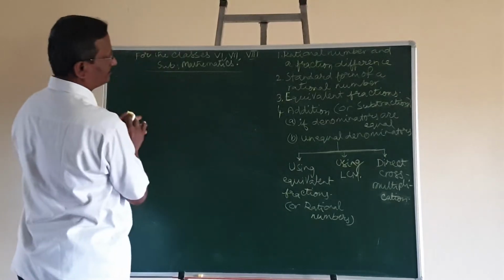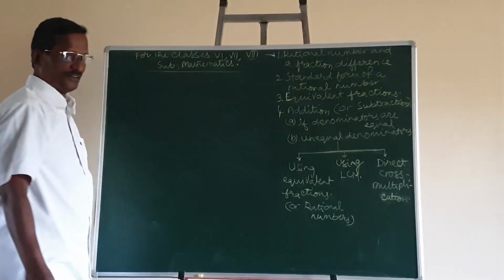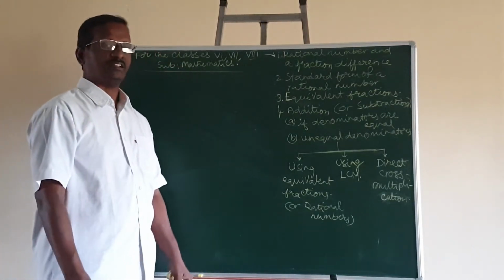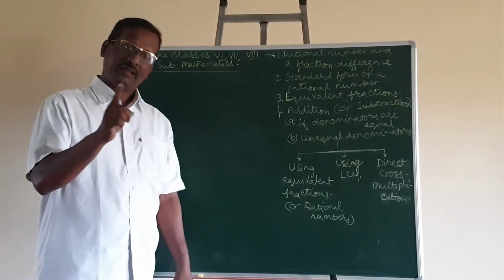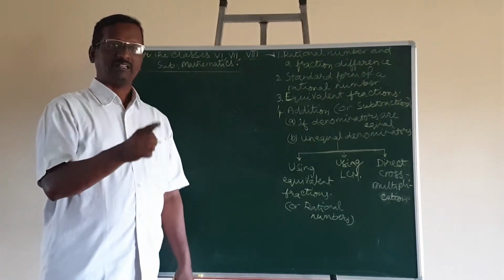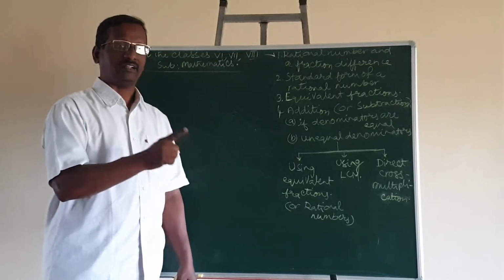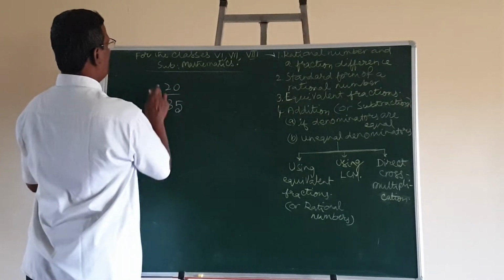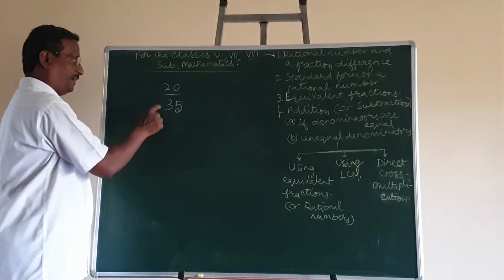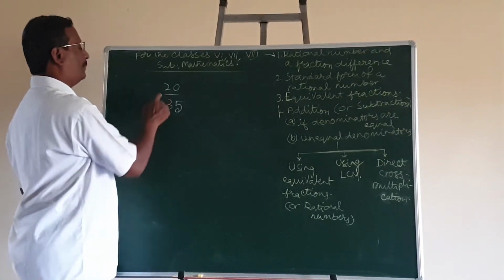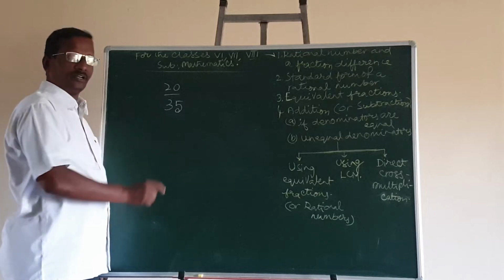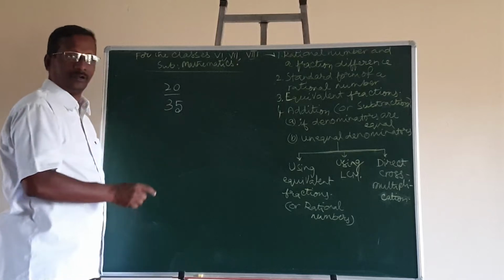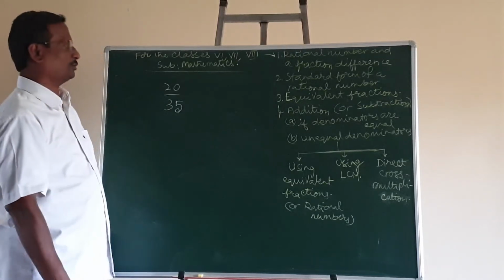Here the first topic which I have marked is the difference between fraction and rational number. Next, the standard form of a rational number. Suppose a rational number is given, it may be in the standard form or not. Whether it is in standard form or not, to check, we do like this. For example, 20 upon 35. It is a number in the form of p by q, where p comma q are integers and the denominator q is not equal to 0. Therefore, it is a rational number. Since numerator and denominator both are positive, it is a fraction also.